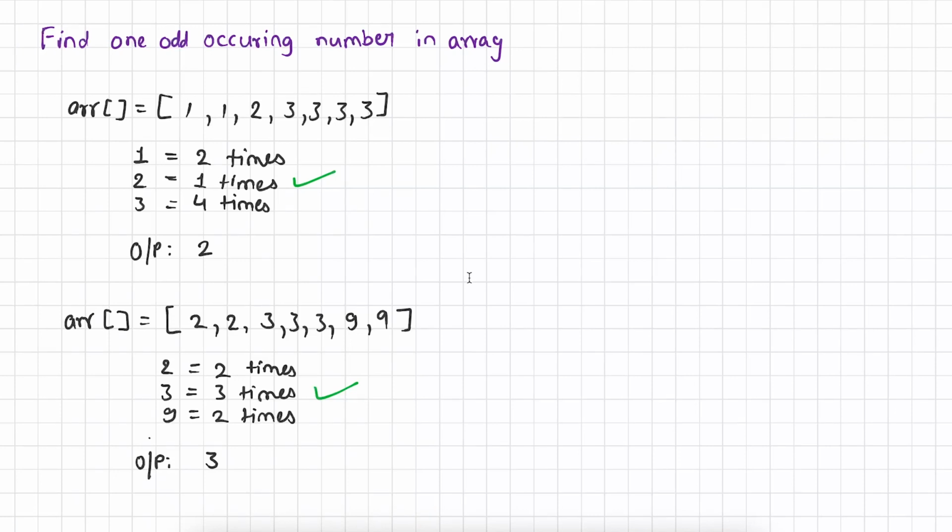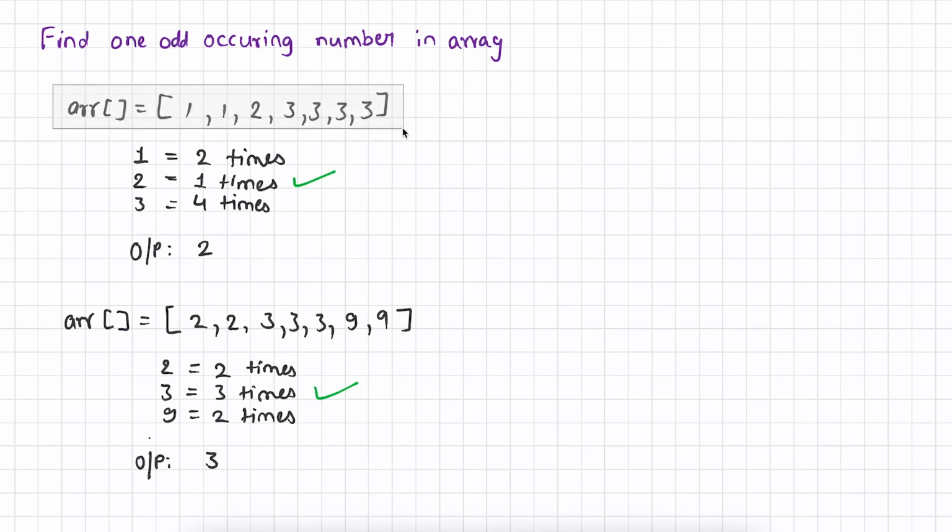So let's get started. The problem is: you are given an array, and in this array all the numbers appear an even number of times except one number that appears an odd number of times. Let's understand this with an example.